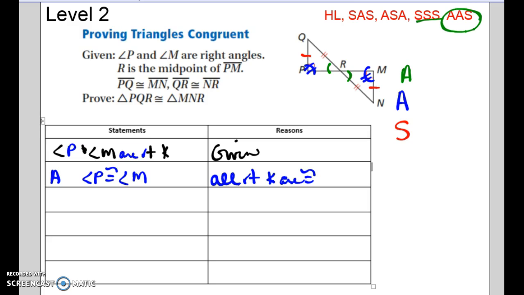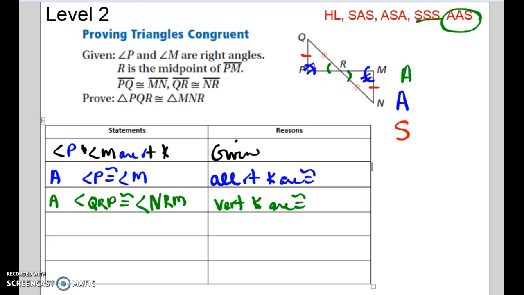And then I'm going to go through and do my other angle. I'm going to say that angle QRP is congruent to angle NRM, and those are vertical angles are congruent. Okay?